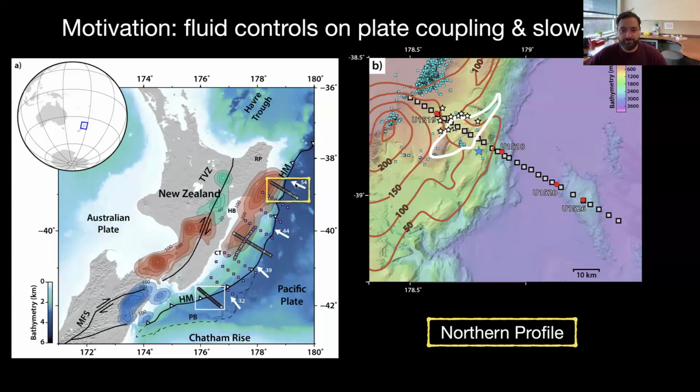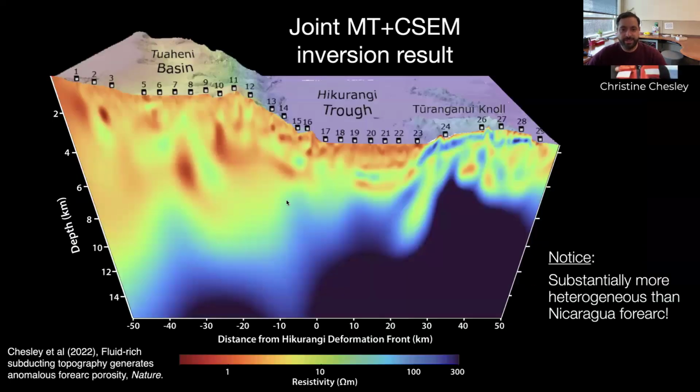So for now, at first I'm going to show you what the results look like from the northern profile, where we do have shallow slow slip, and that's shown here. Again, this is work that was led by Christine Chesley. And right off the bat, what you can tell is when you compare this to the Serpent or Nicaragua results, it's substantially more heterogeneous. So we have a lot more heterogeneity in the conductivity structure, both in the incoming plate as well as in the forearc part of the system.